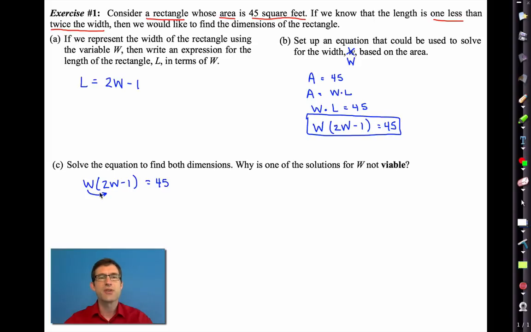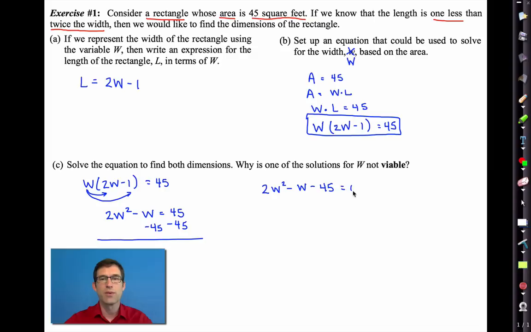So what I'm going to do is I'm going to use the distributive property first. W times 2w is 2w squared, and then w times negative 1 is negative w. All right? Now, in order to use the zero product law, we really have to have 2 things. We have to have a product, and that product has to be equal to 0. So in order to solve this, we really need to use the additive property of equality and subtract a 45 from both sides. That's going to give me 2w squared minus w minus 45 is equal to 0.